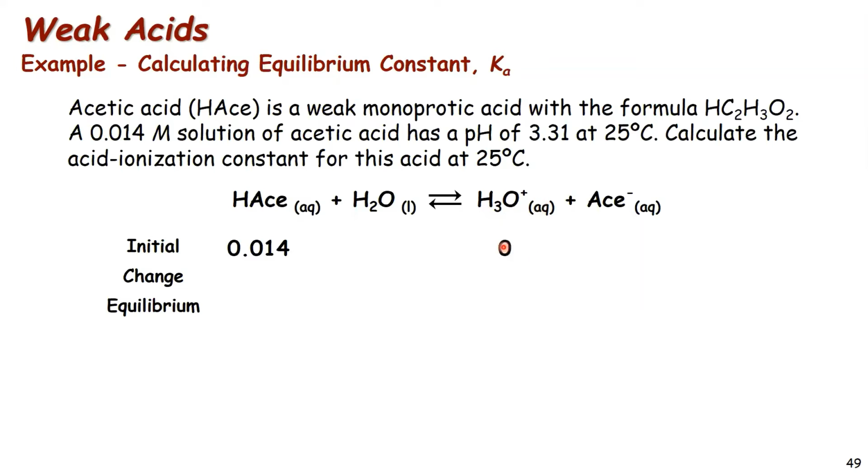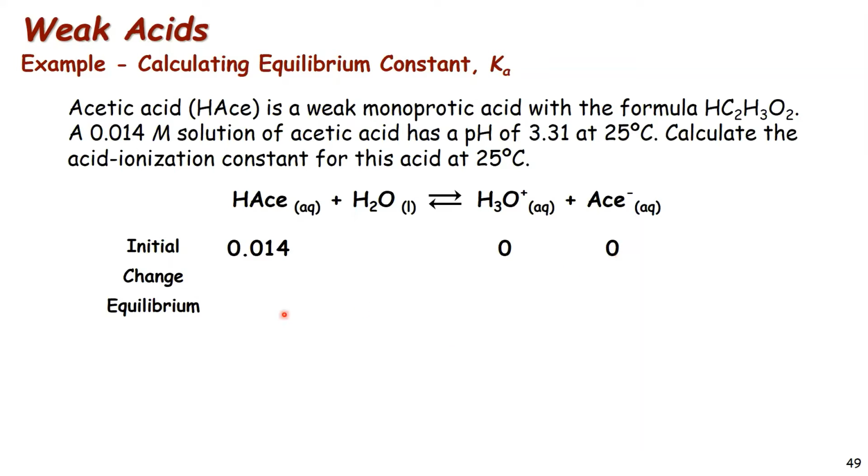So we're just going to say it's 0. We're going to assume it's 0. And we're also going to assume it was pure water. So there was no acetate in solution prior to us dissolving the acid, the 0.014 molar acetic acid in the solution. So that's also going to be 0.